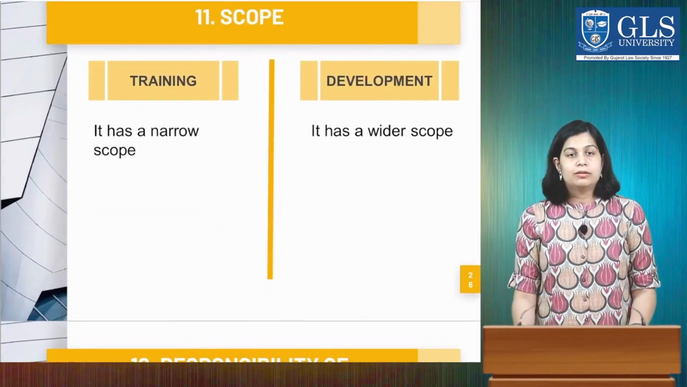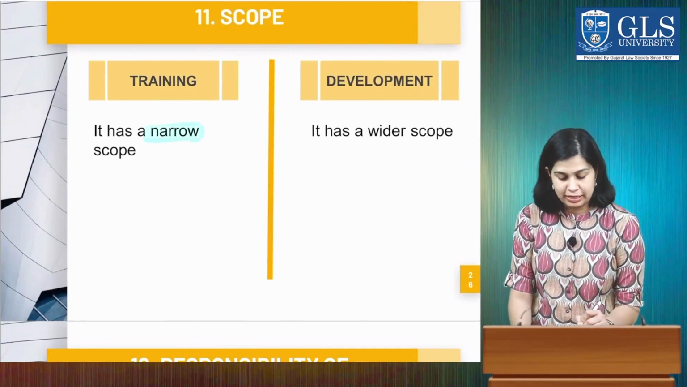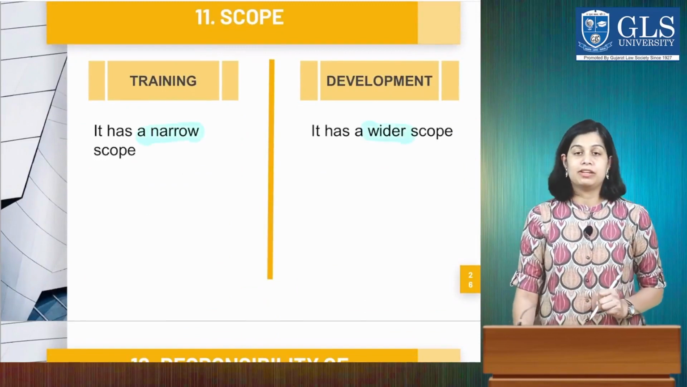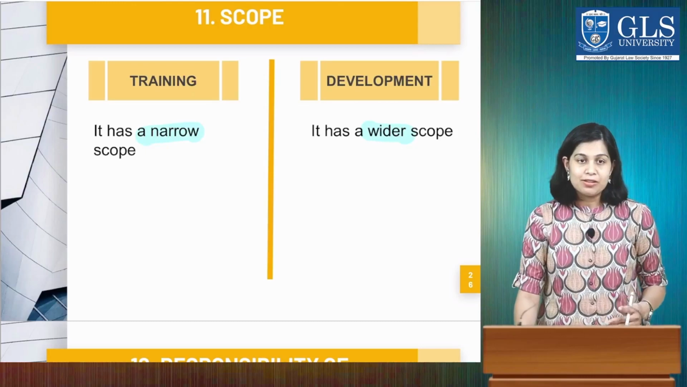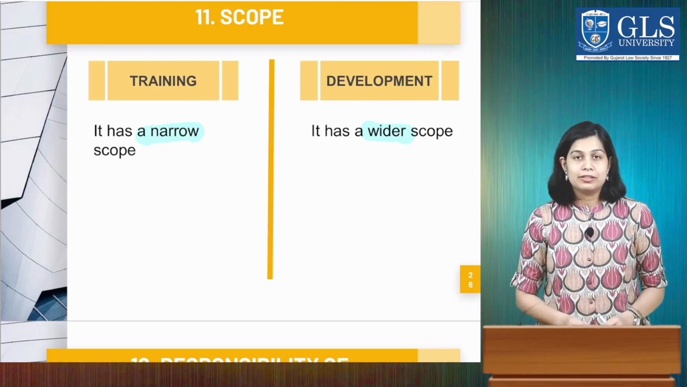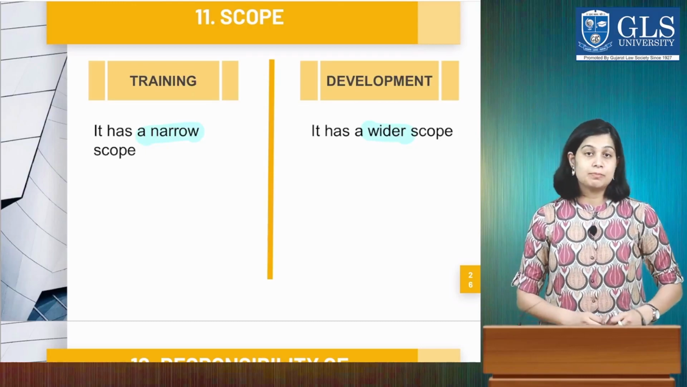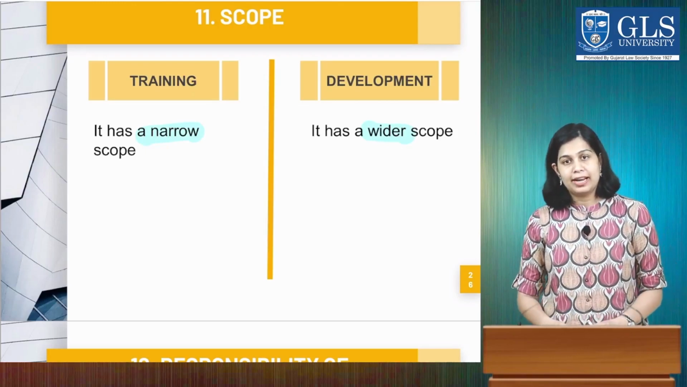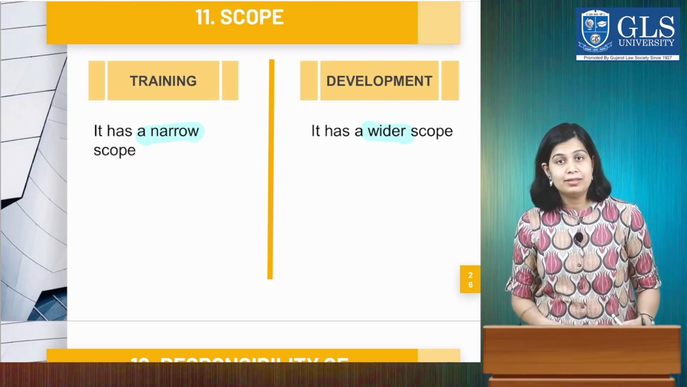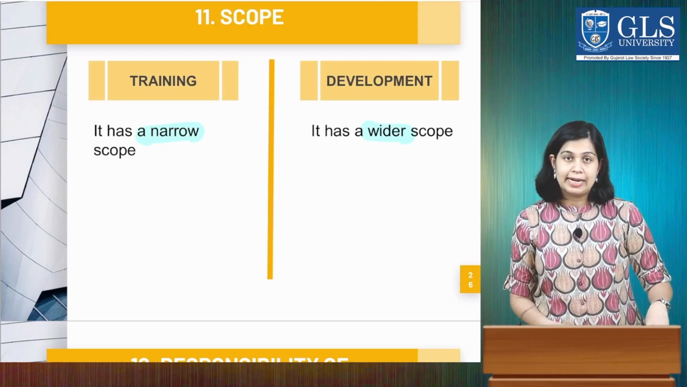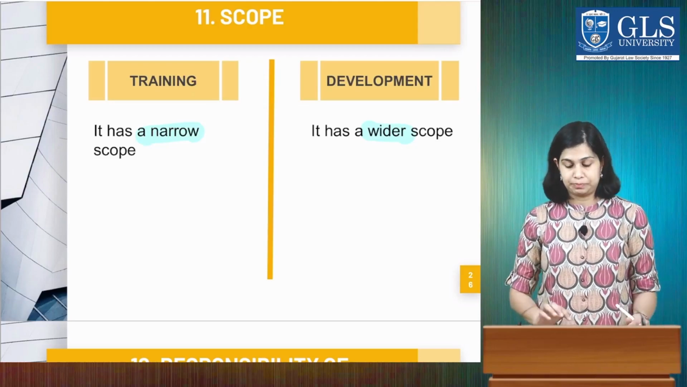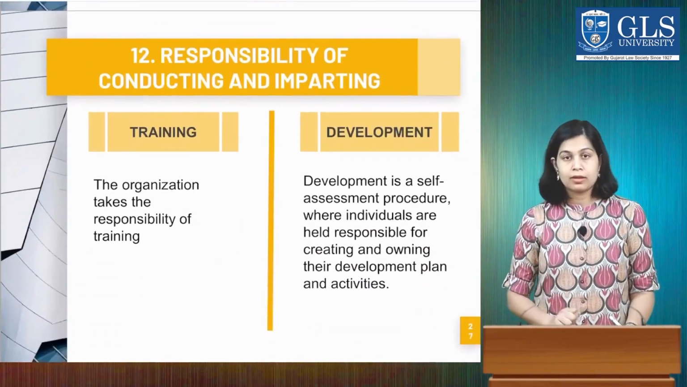And therefore, the scope of training is narrow and the scope of development is wider, because training scope is limited to a particular job and it is present oriented. On the other hand, development's scope is wider since it is related to career and it is future oriented.